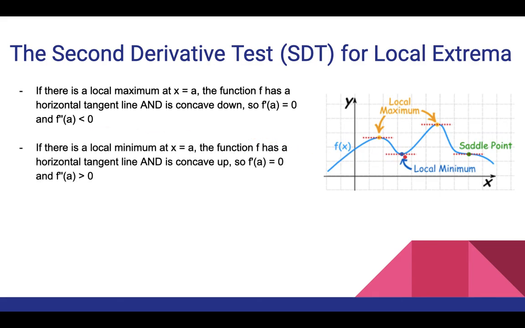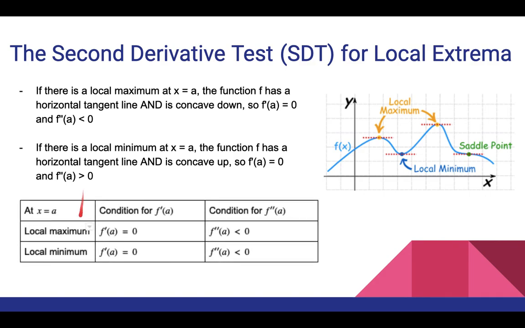If we look at a local minimum, we can see that we have a horizontal tangent line and that our graph is concave up. It opens upward. So as a result, our first derivative will be equal to 0, and our second derivative will be greater than 0 when we have a local minimum at a specific point. So at x equals a, to summarize our conditions: when we have a local maximum, the first derivative will be equal to 0, indicating a horizontal tangent line, and the second derivative will be less than 0, indicating a concave down part.